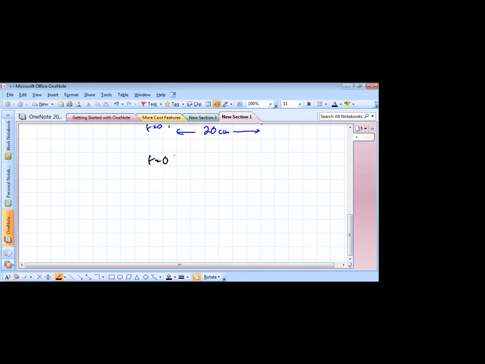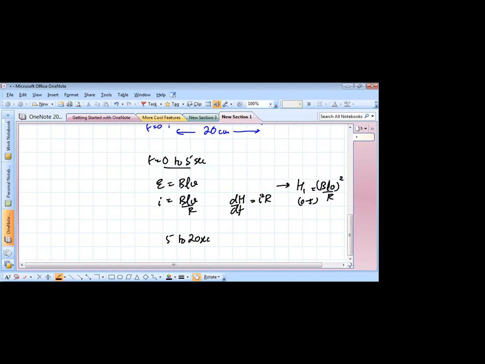For 0 to 5 seconds, EMF is BLV, so current is BLV by R, so rate of heat production is I square R. So there will be heat produced during that 0 to 5 seconds, which will be BLV whole square divided by R, where R is the net resistance. Then 5 to 20 seconds, there won't be any heat produced.